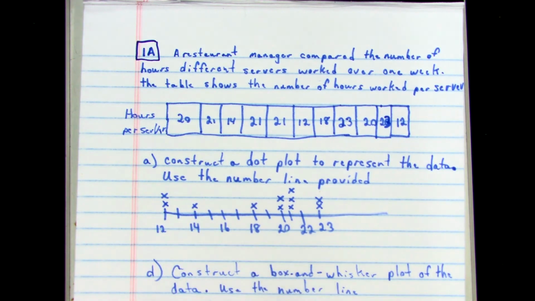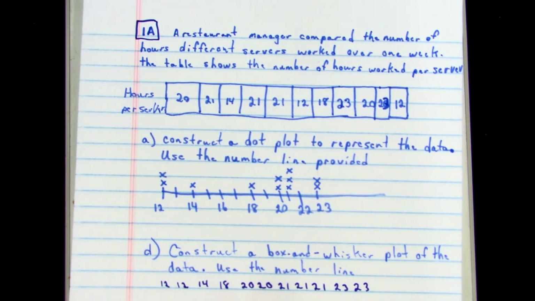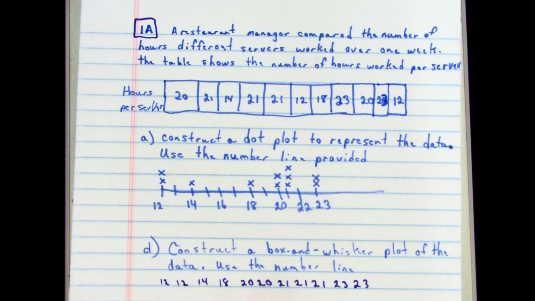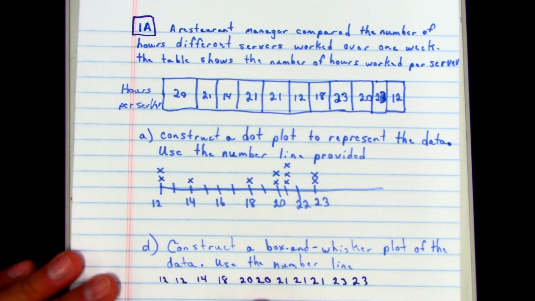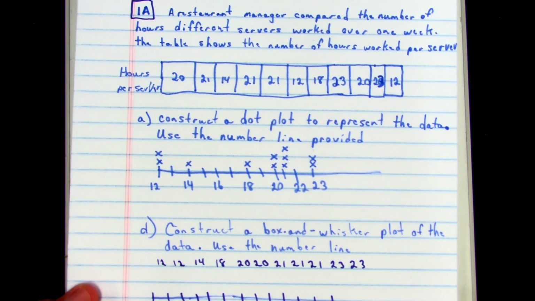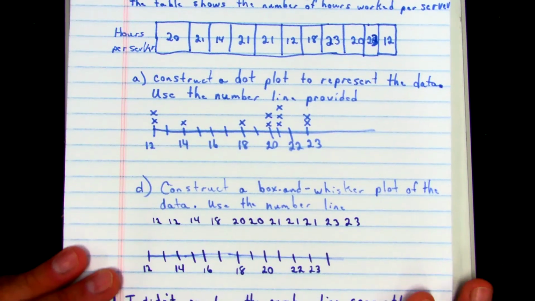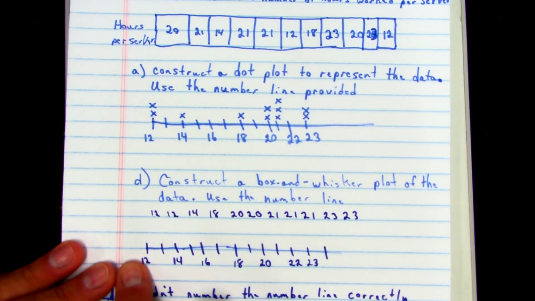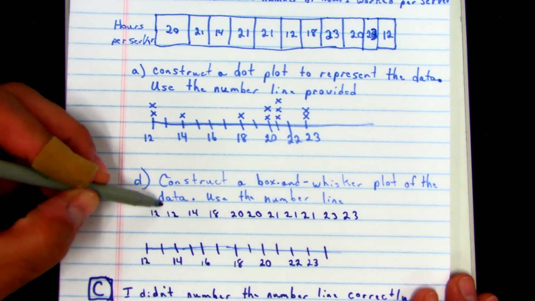Okay. Then it says construct a box and whisker. And that's where you find the median of the medians. So that means you're finding the middle, and then you're finding the middle of both sides. Okay. Again, this is just manual labor. It's not like it's supposed to be super difficult. So we have a number line. We go ahead and number it again, 12 through 23. Okay, and then you just count until you get to the middle.